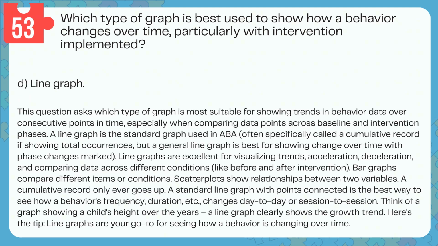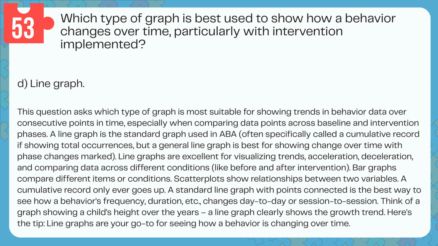Answer D. Line graph. This question asks which type of graph is most suitable for showing trends in behavior data over consecutive points in time, especially when comparing data points across baseline and intervention phases. A line graph is the standard graph used in ABA, often specifically called a cumulative record if showing total occurrences, but a general line graph is best for showing change over time with phase changes marked. Line graphs are excellent for visualizing trends, acceleration, deceleration, and comparing data across different conditions, like before and after intervention.